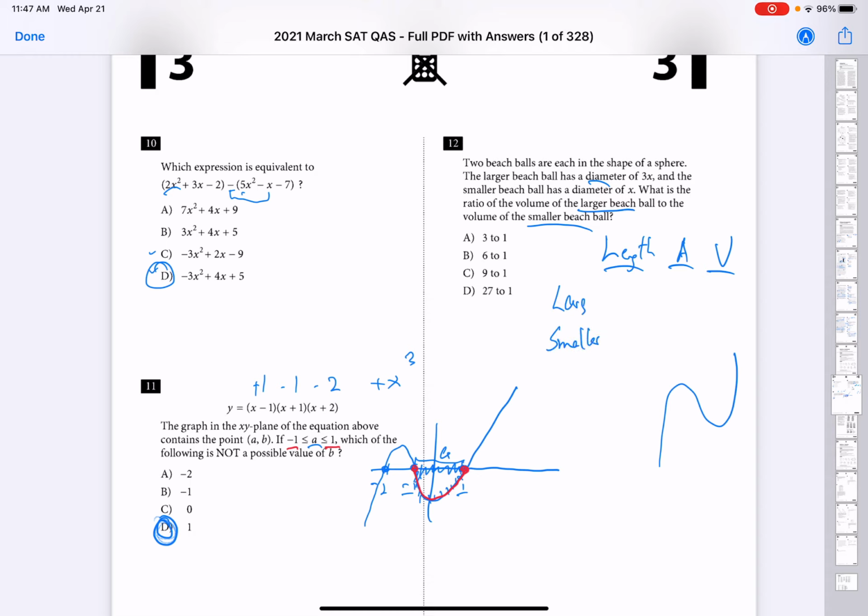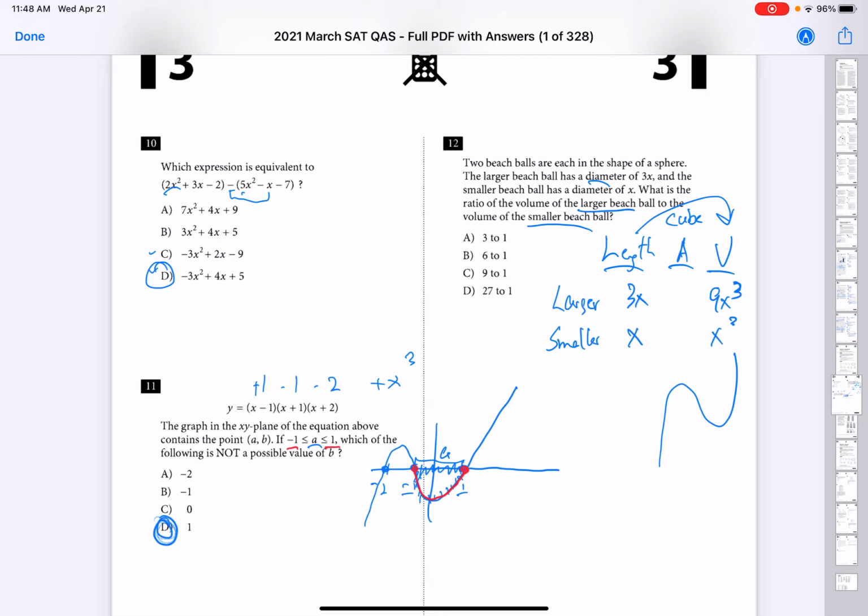So the length value of the larger one is 3x. The value of the smaller one is just x. And then when you try to get a volume, what you do is you cube your length values, okay? So you cube them, and then you get a volume ratio of 9x squared over x squared. I'm sorry, 9x cubed.